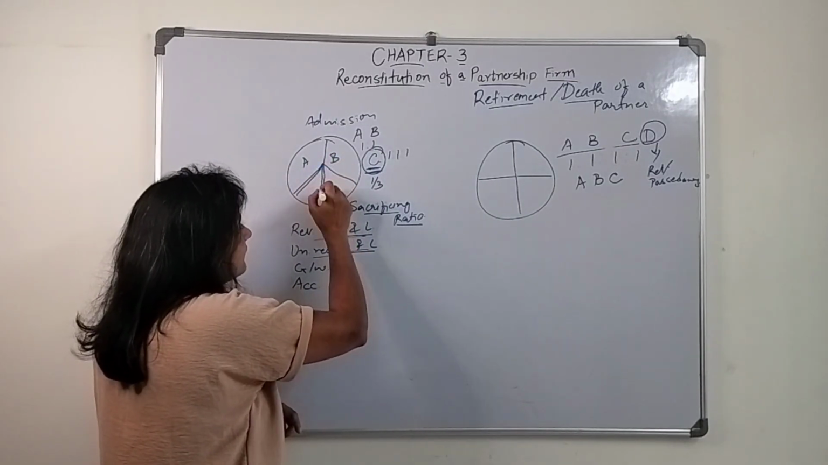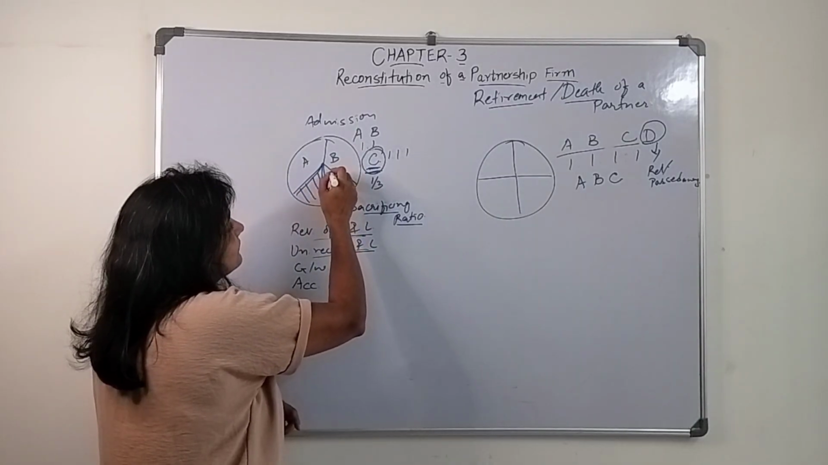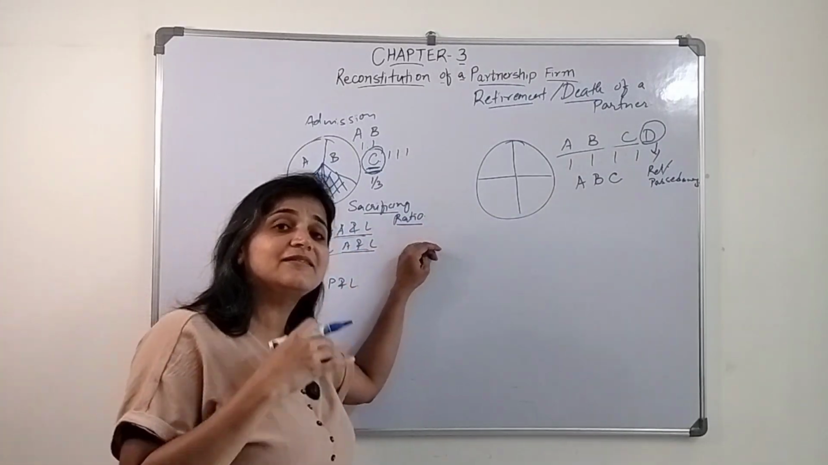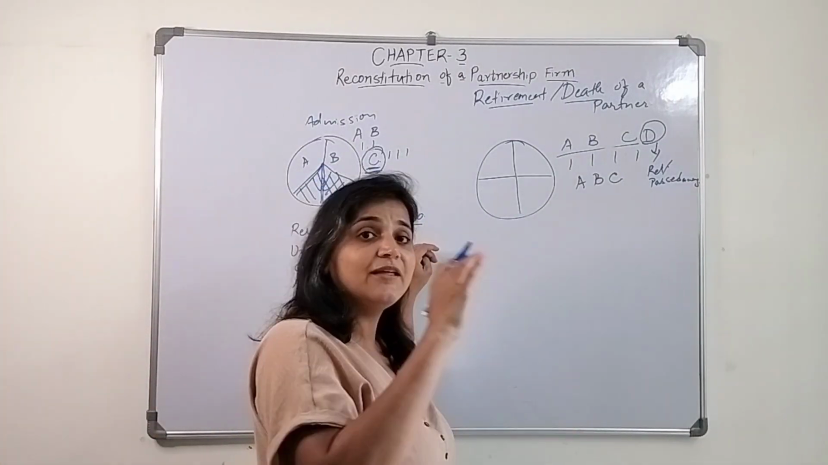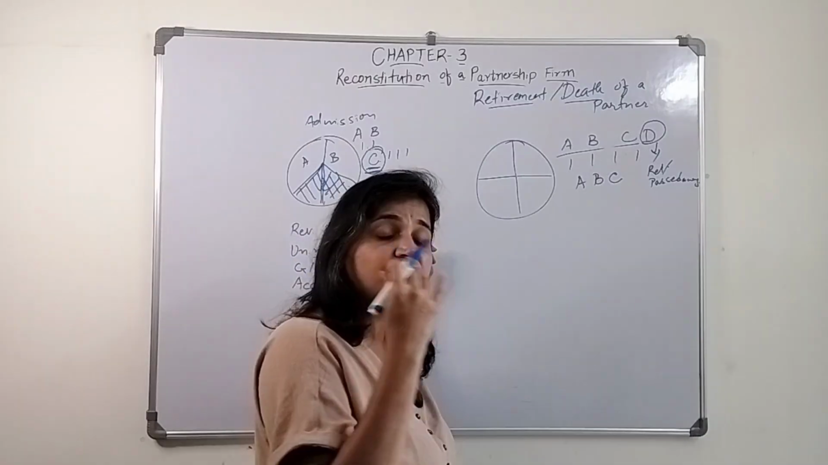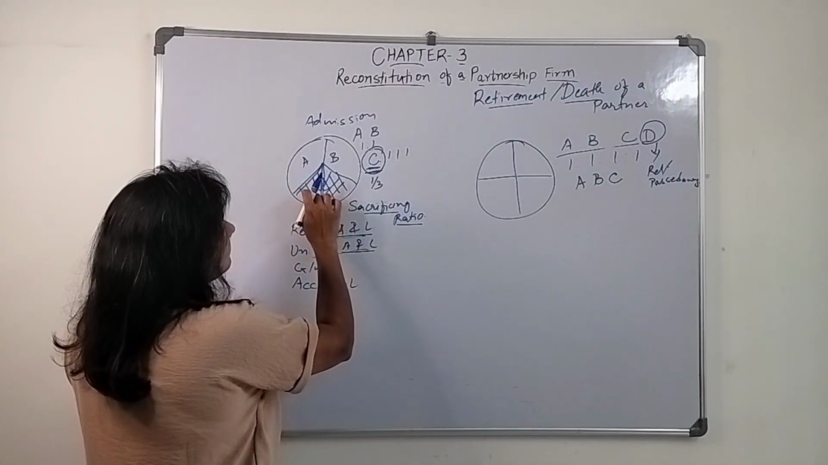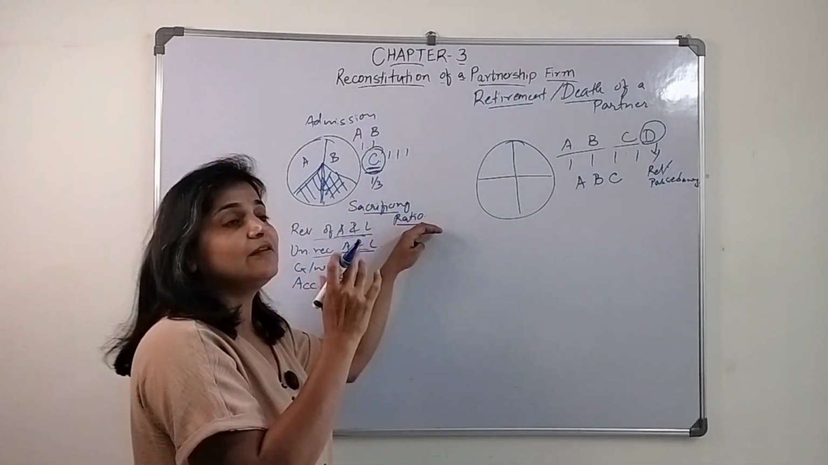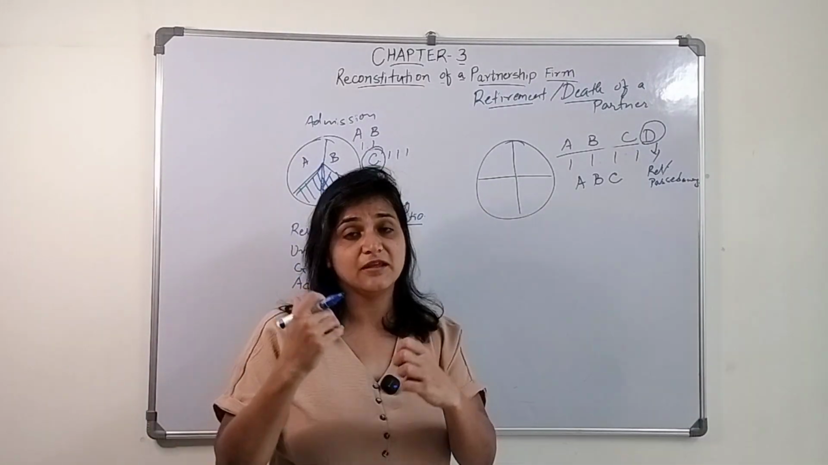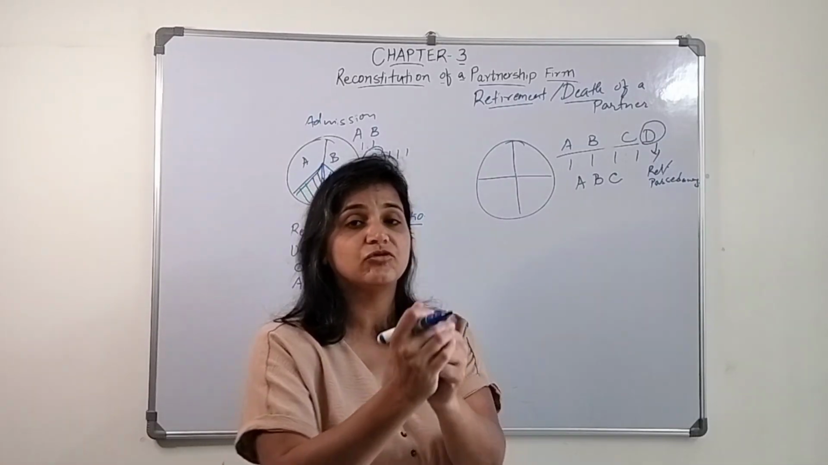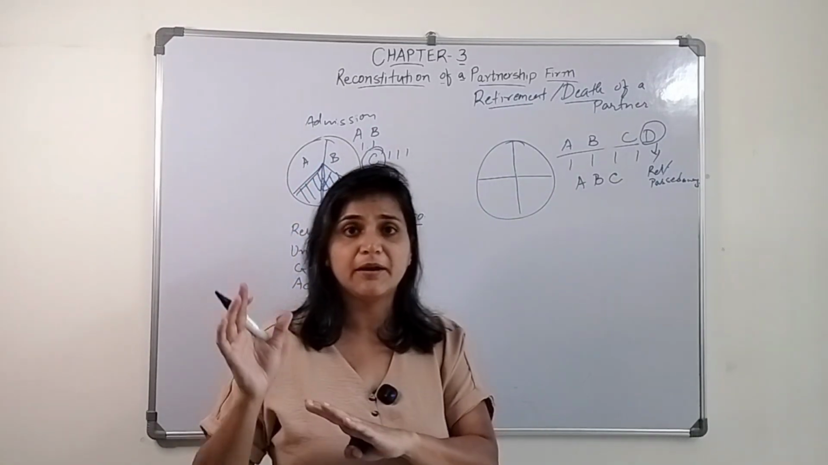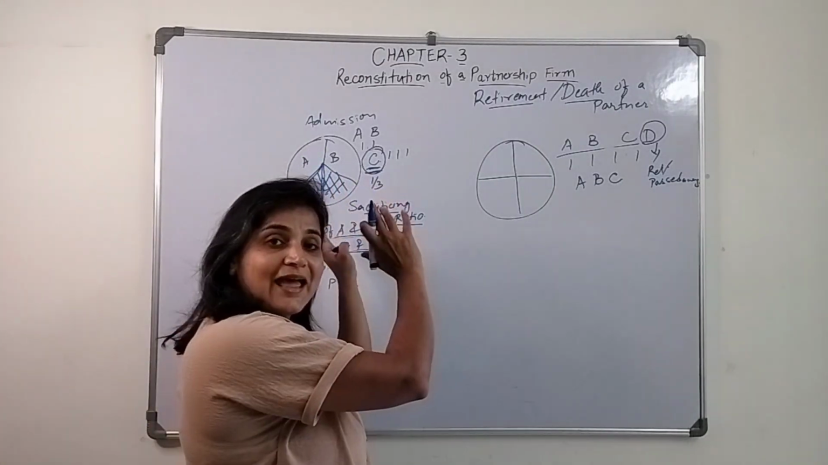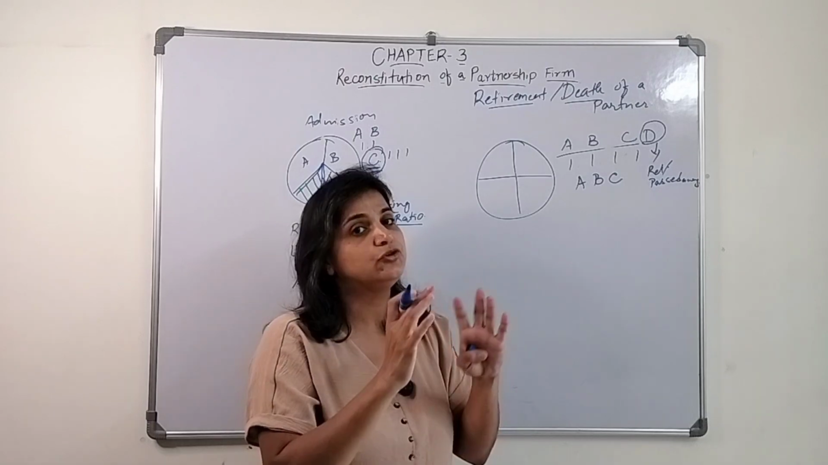This part was being sacrificed by A, and this part was being sacrificed by B. They sacrificed that part of their profit when C entered the firm. That is how we get to know how much they sacrificed of their profit so that C enters the business. Maybe both partners sacrificed, maybe one of the partners sacrificed, and then that sacrificed part will be given to whom? To C.